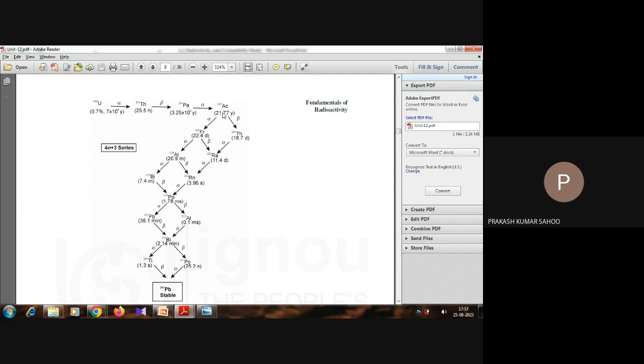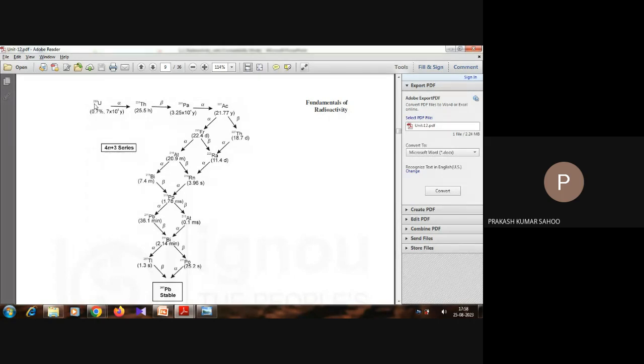actinium. Then it can have two ways: it can radiate an alpha ray or a beta ray. If it is alpha, the series will be francium, astatine, bismuth, polonium, lead, bismuth, thallium, lead. If it is beta, thorium, radium, radon, polonium, astatine, bismuth, polonium, followed by lead. So this is the series of 4n plus 3.